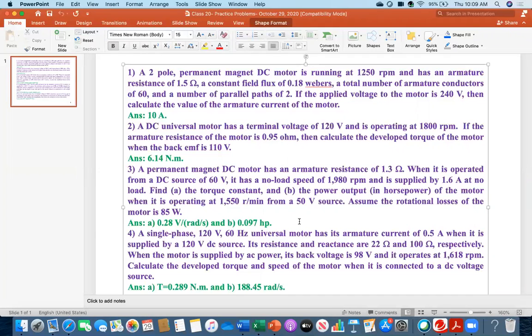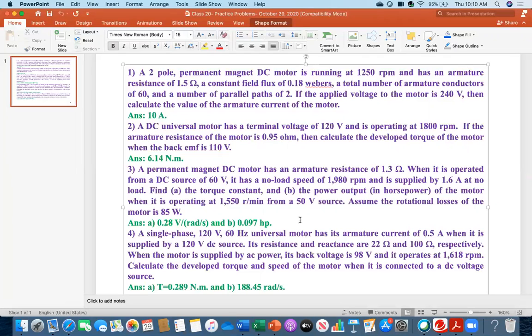To calculate the back voltage for the second part, you need the torque constant. That torque constant will be the same one that you calculate from question A, the previous part. Okay, so last class for example number one, we said that EB was equal to the torque constant times flux times omega, and then we set that equal to K1 omega, and then we solved for the torque constant. Yeah, exactly.